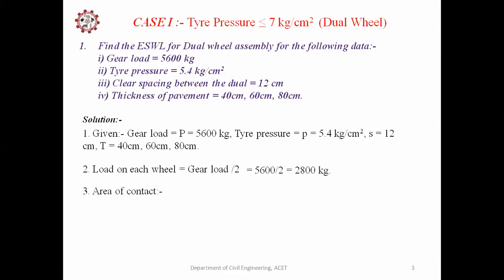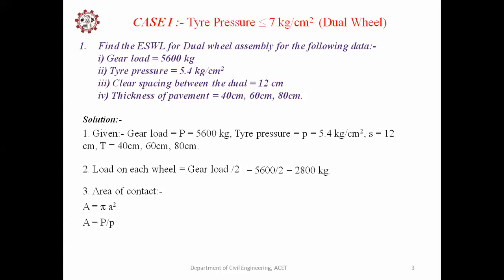Then we have to calculate the area of contact. Since the tire pressure is less than 7 kg per centimeter square, the area is circular. And when area is circular, area is given by pi a square. Remember this, there are 2 different categories. If tire pressure is less than 7, then the area is circular and you have to take pi a square. But if tire pressure is greater than 7, then area is elliptical. There will be major and minor axis, and then area will be something else. We'll see in next numericals as well.